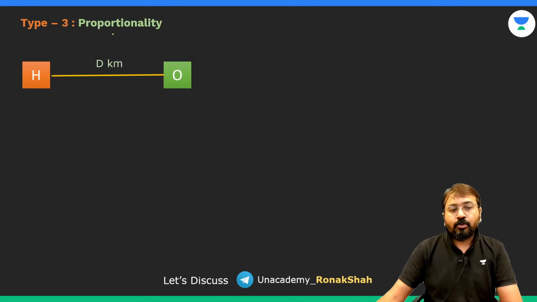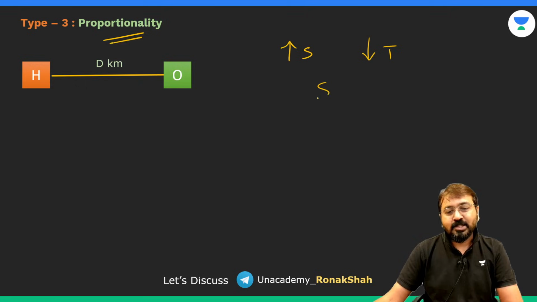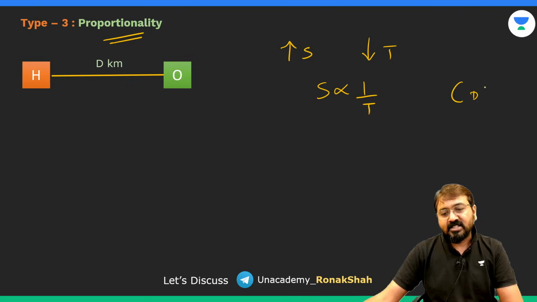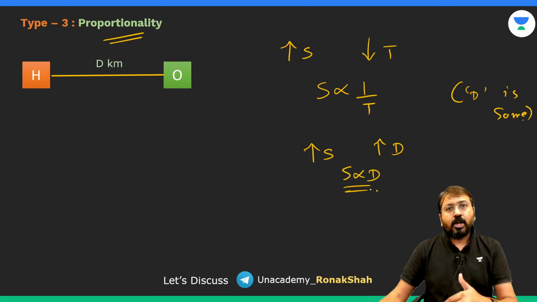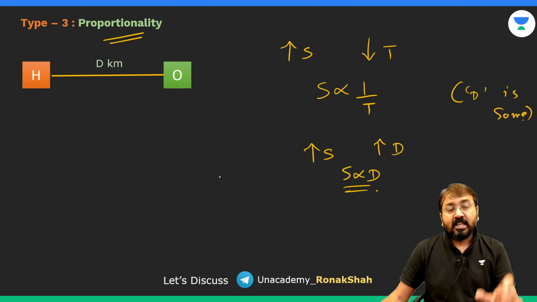Then the third variety of questions is based on proportionality. You know that when speed increases, the time goes down, or you can say speed is inversely proportional to time. Similarly, given the distance is constant, distance is same. Similarly, if speed increases, then you can travel more distance. So you can say speed is directly proportional to distance. So we will require to use this proportionality concept in certain questions.